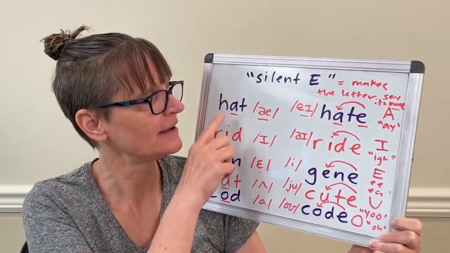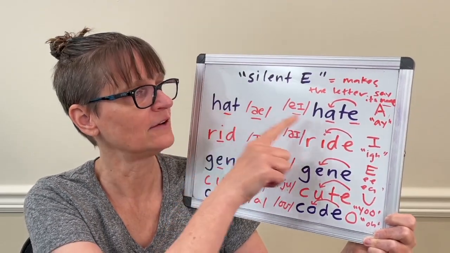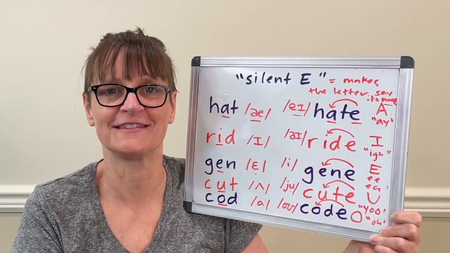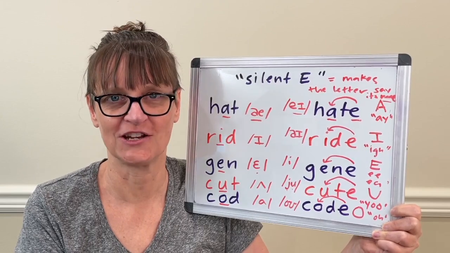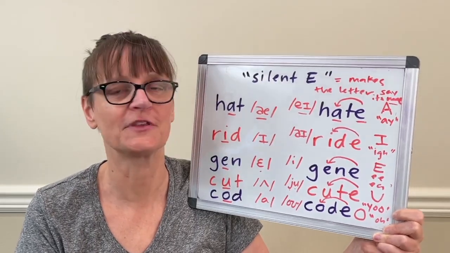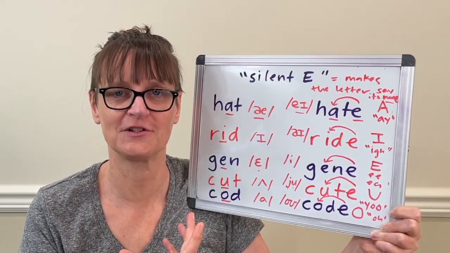The letter A as in ah or A as in hate, when we add that silent E at the end, it does change the letter form and the letter name. So this is one useful spelling pattern to be aware of.